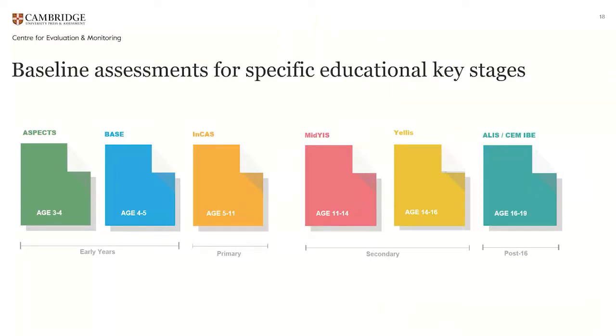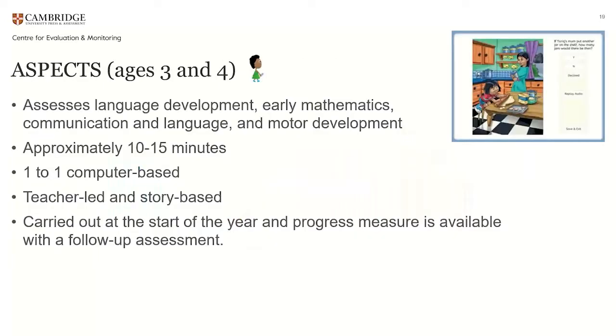I know they've all got different names and it might be new to you, so just to recap, the 6 assessments, they are specifically made to target each age group, each year group. We've got Aspects, Base and INCAS in primary and pre-primary, and then we've got Midgis, Yellis and Alice in secondary and post-16. So Aspects, first of all, that's for your students who are aged 3 to 4, so possibly their first time that they've ever been in an educational setting.